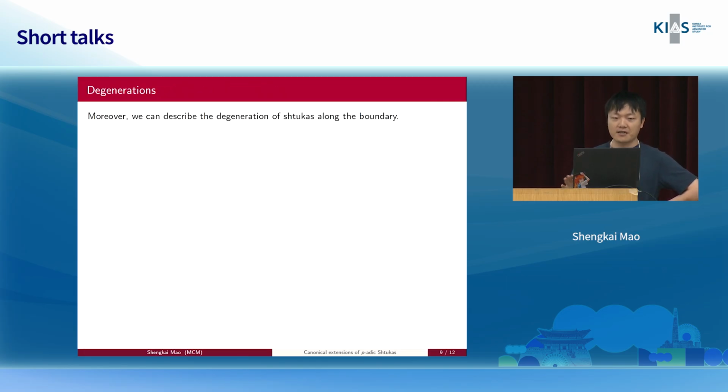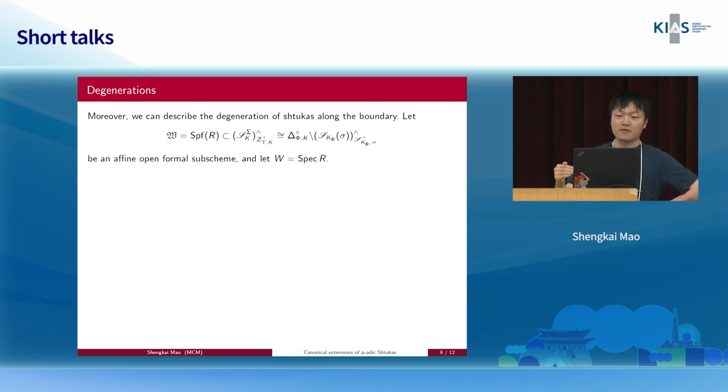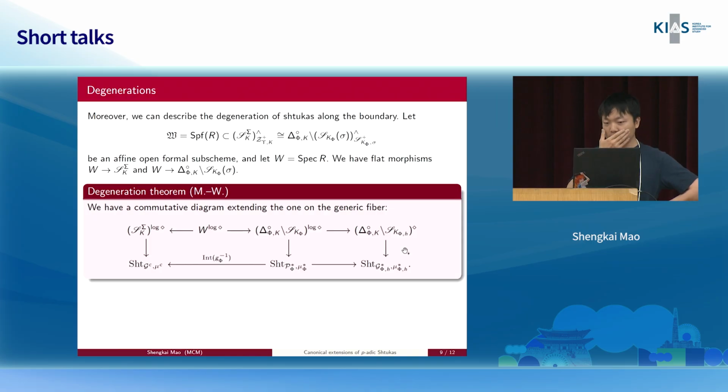Another very important aspect is about degenerations. So we can describe the degeneration of Shtukas along the boundary. This is actually our starting point. To be more precise, as we said, the formal behavior along the boundary can be characterized by mixed Shimura varieties. So if you take an affine open formal scheme, then you take Spec R, which has morphisms to both base schemes. Then here is our degeneration diagram. This tells you how the log Shtuka on the Shimura variety degenerates into the boundary. How does it relate with the weight filtration and so on.